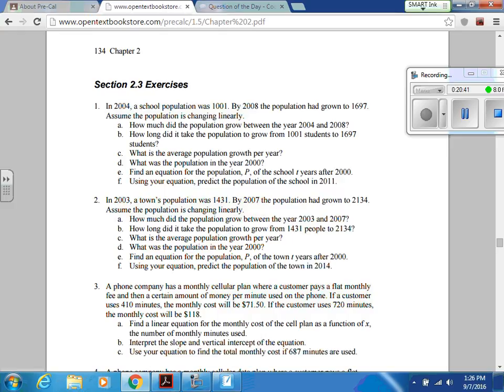4 years. So what's the average population growth per year? Okay, which is what? 174. All right. So what was the population in the year 2000? They tricked me because 2000 is not up there. What am I going to have to do? Okay, so do that.